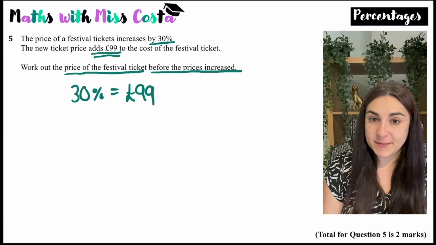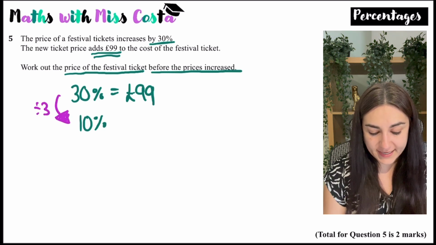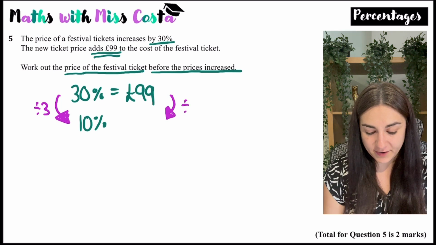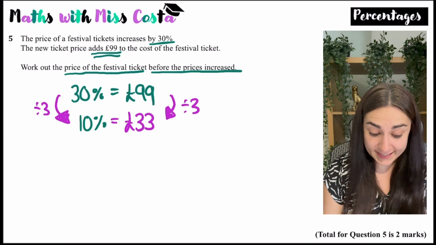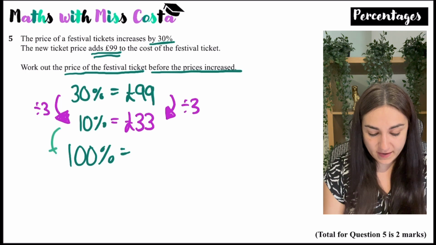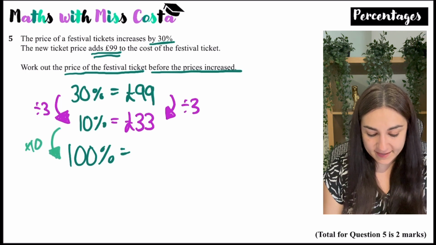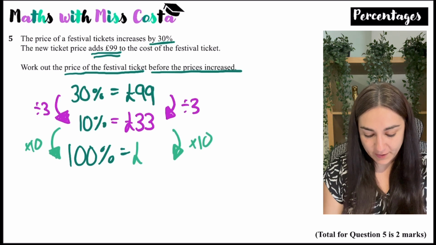So if I know that 30% is equal to £99, what I can do is just find 10%. And how do I do that? Well, 30% divided by 3 gets me to 10%. So I'm going to divide this side by 3 too. So I know that 10% is £33. If I know that 10% is £33, I can then find what 100% would be. I'd multiply 10 by 10, because that gets me 100. So I have to multiply this side by 10 as well, and that would be £330.